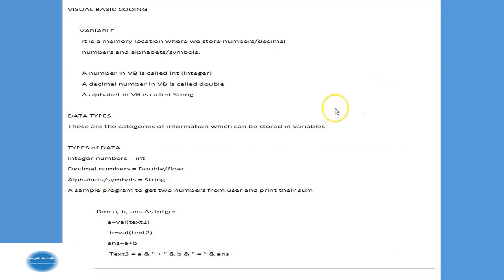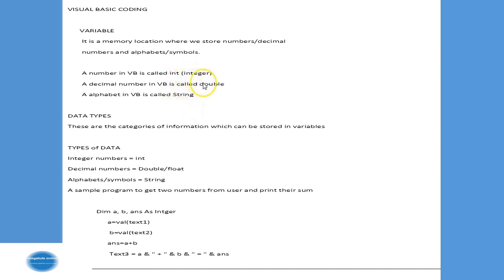Now, let's talk about variables and coding. A variable is a memory location where we store numbers or decimals. And in VB, we have three types of variables. A number in VB is called an integer. A decimal number in VB is called a double. An alphabet in VB is called a string. So these three categories of variables are there in VB, and we will be using them.